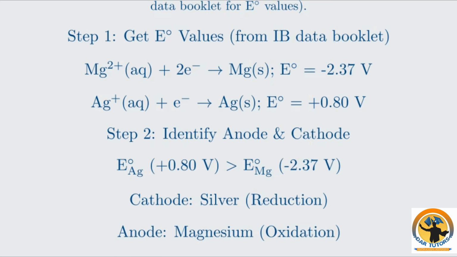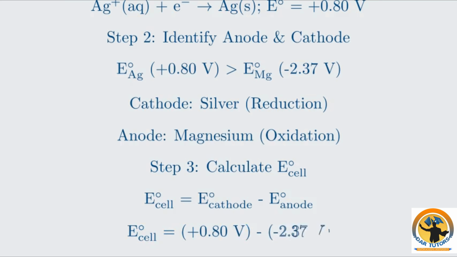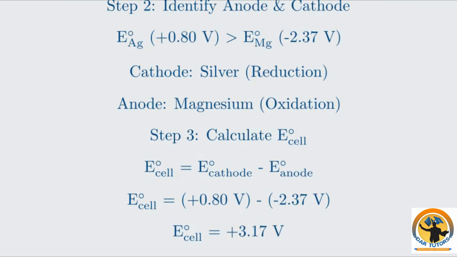Step 3 is to use the formula for standard cell potential. E naught cell equals E naught cathode minus E naught anode. Substituting the values gives plus 0.80 V minus minus 2.37 V, which calculates to plus 3.17 V. A positive value of plus 3.17 volts confirms that this cell is voltaic and the reaction is spontaneous.